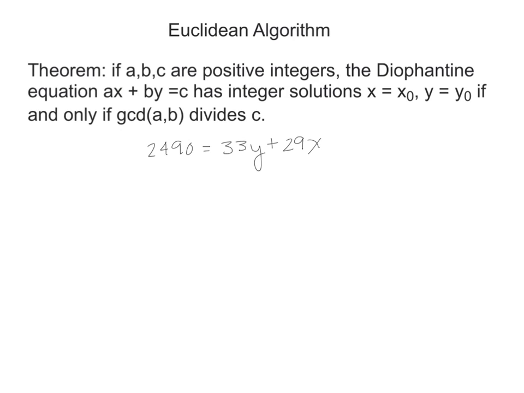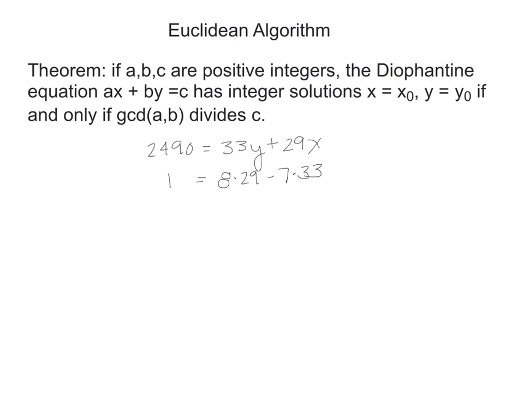You can look at our last example to get some insight into this, where we were looking at solutions to the equation 2490 = 33y + 29x. So again, here's our Diophantine equation where ax + by = c. In this case, c is 2490. We found the greatest common divisor of 33 and 29, which happened to be 1. And we wrote the greatest common divisor as a linear combination of 29 and 33.